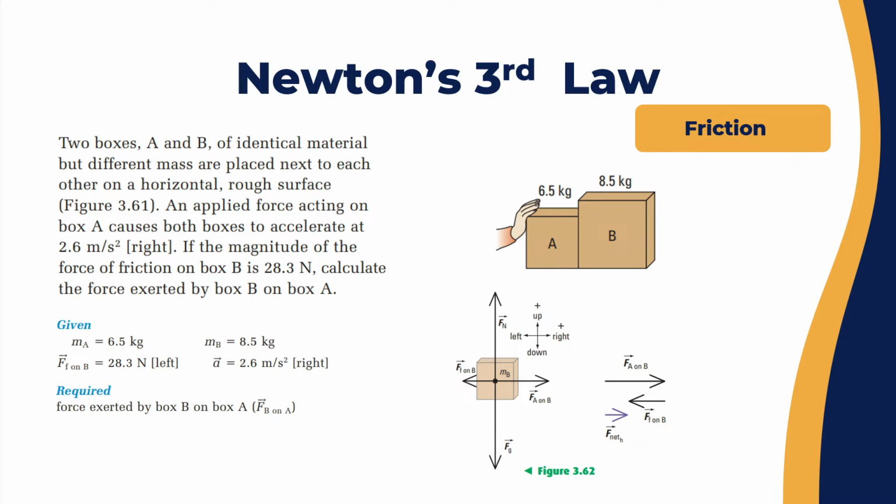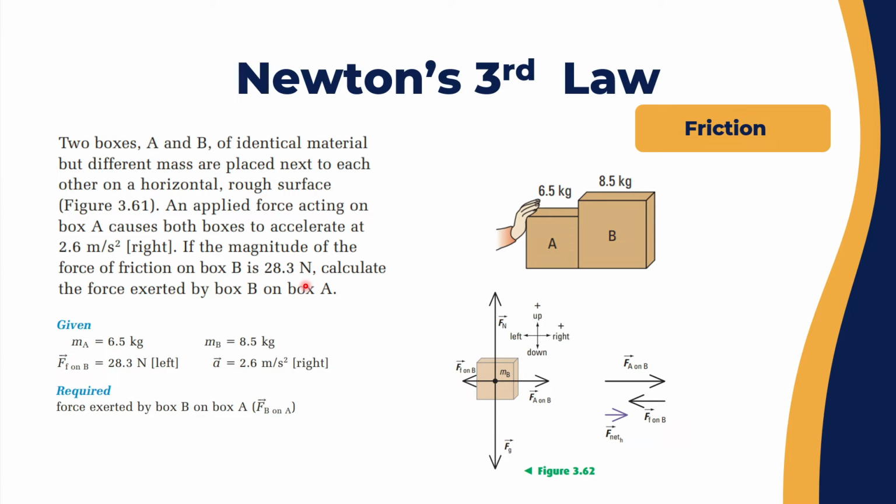An applied force acting on box A causes both boxes to accelerate 2.6 meters per second squared to the right. The magnitude of the force of friction on box B is 28.3 newtons, he gives you the friction force. Calculate the force exerted by box B on box A.